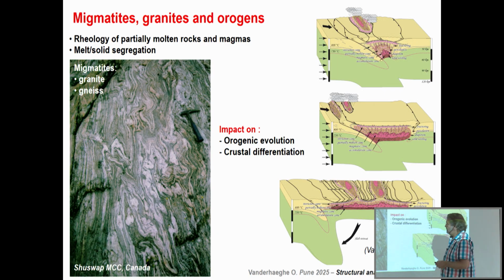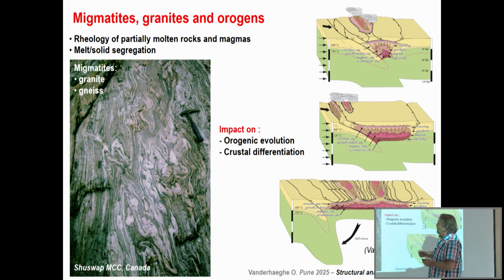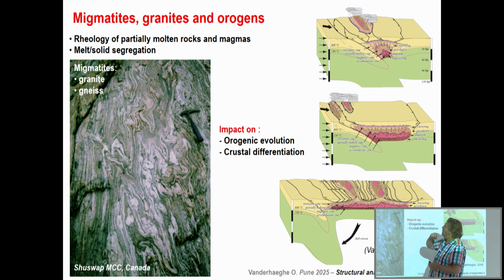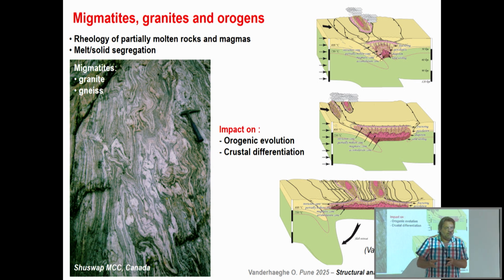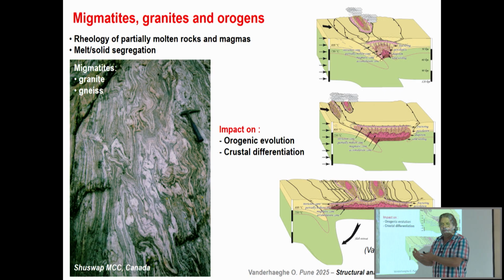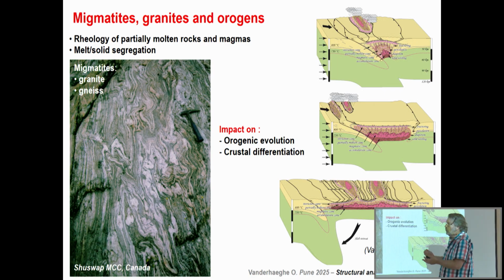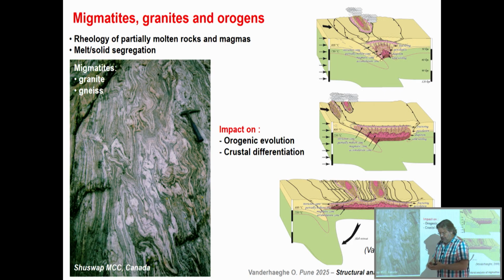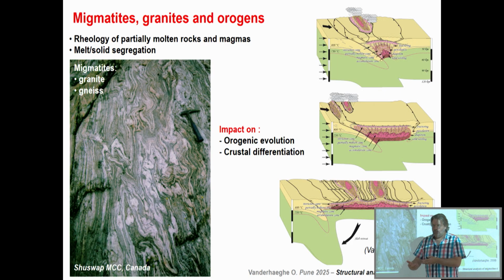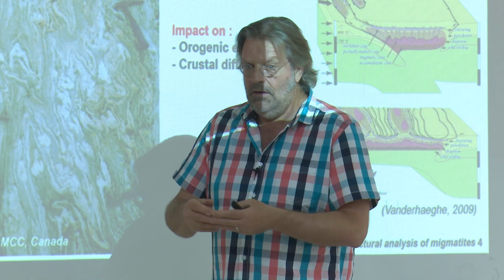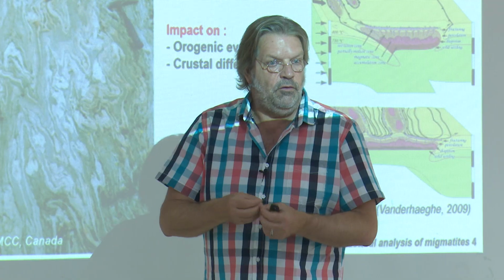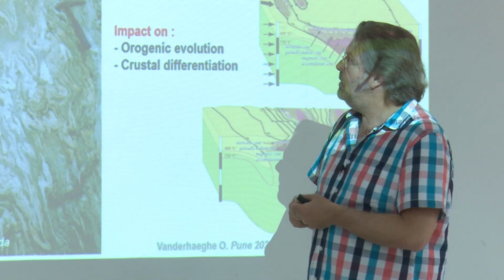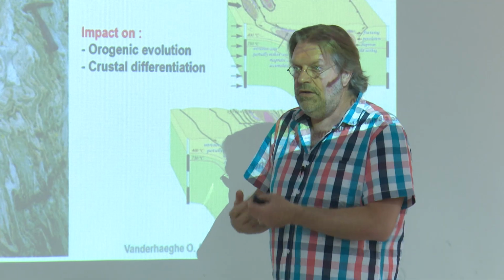So it's a mixture. And we interpret this mixture as representing a coexisting melt and solid in the rock at the time they were deforming, so partially molten rock. And as these two phases, the solid and the liquid, were coexisting, well, they could separate from each other, segregate. So the structural analysis of migmatites is going to tell us about melt-solid segregation.